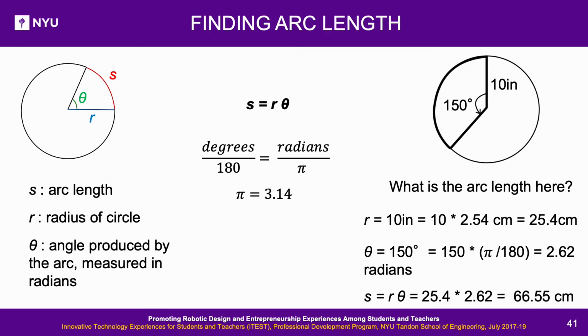Finding arc length. Solution. First, the radius is converted into centimeters. 1 inch is 2.54 centimeters, so 10 inches is 25.4 centimeters. This step is optional, it can be left in inches.